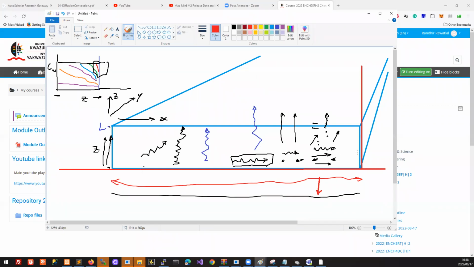So we'll ignore end effects, and the development we are going to do refers more to the interior of our slab away from the ends. And so for most of this concrete, the equation we develop is going to apply. Any questions or comments on that?